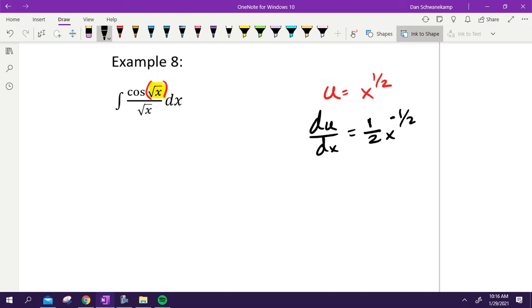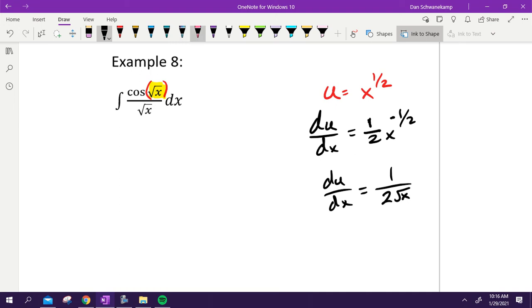Get dx by itself. Think about that for a second. What does x to the negative 1/2 power mean? Square root of x. And where is it? It's in the denominator. Because if it's x to the negative 1/2, this right here is the same thing as this: 1/2 square root of x. Okay, that's what we're doing.